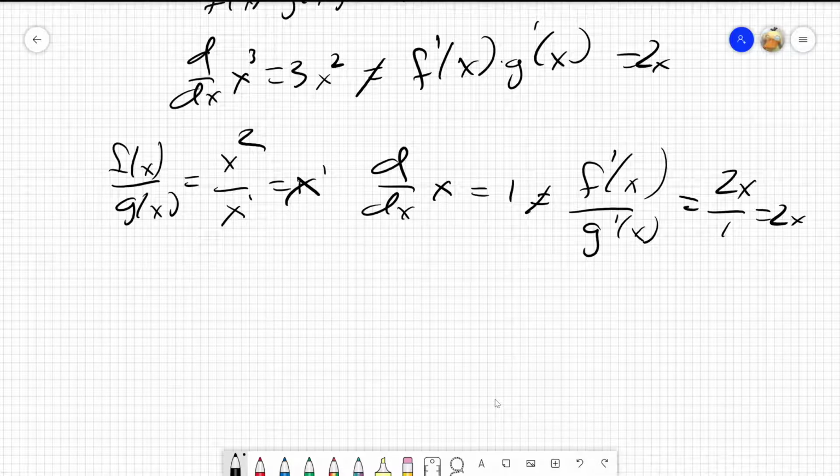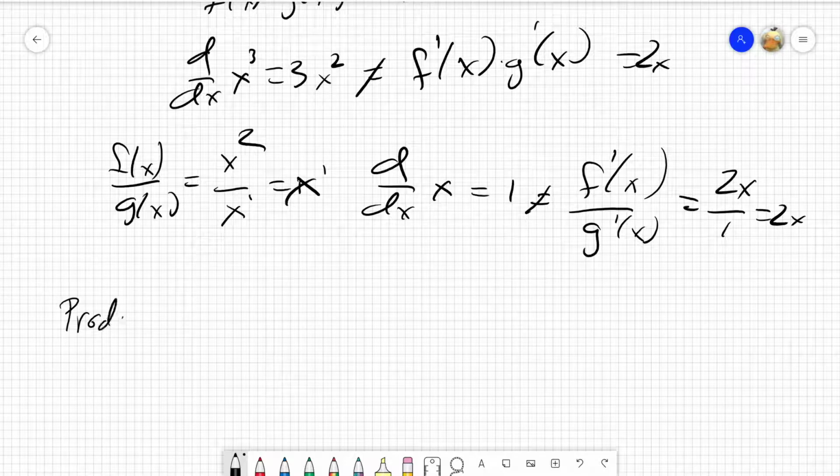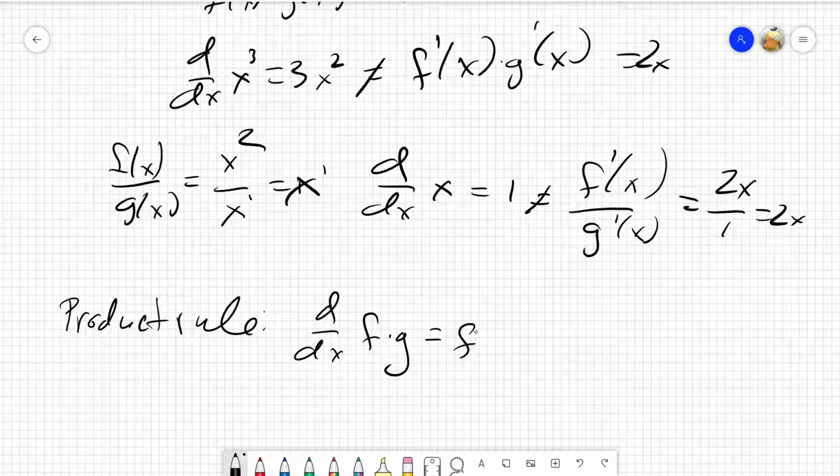And there are slides up on Blackboard that derive this, but the important thing is here's the product rule. The product rule says that the derivative of the product of two functions is the derivative of the first function times the second function plus the first function times the derivative of the second function.